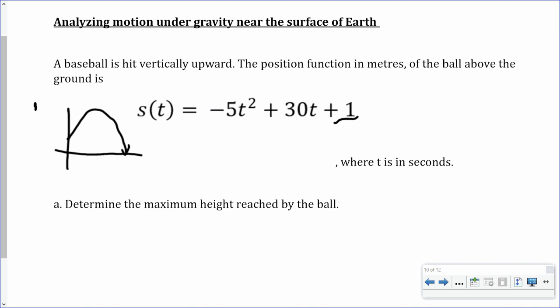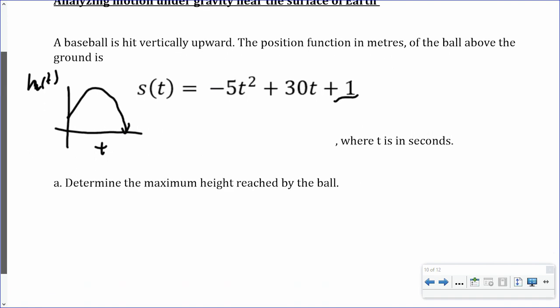And this would be my height, and this would be time here. Okay, determine the maximum height reached by the ball. So what is the maximum height reached by the ball? In the past I would just complete the square on this and find the vertex.